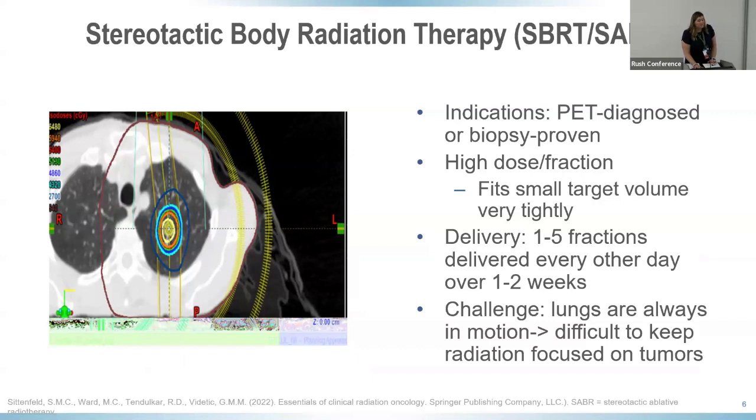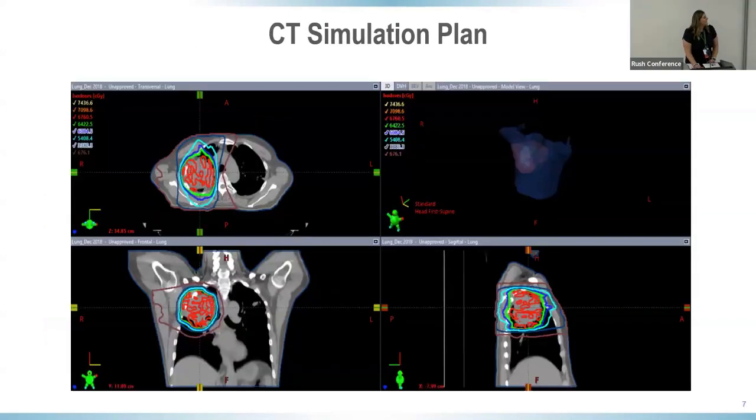The challenge is lungs are always in motion, so that's why we work very hard to have our targets tight, and we look at safety parameters as well. And this is just an example of how we map out and contour a tumor. This is what a simulation looks like. So prior to a patient starting radiation, this is how we map out a tumor. The different colors represent the volumes and how we account for any movement as the patient breathes.